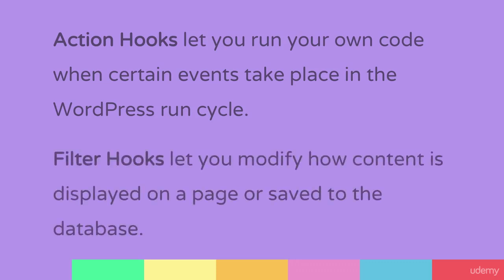Now, there are also filter hooks. And filter hooks let you modify how content is displayed on a page or how it's saved to the database. So in a filter hook, rather than just executing your own code, you're going to be saying, give me this piece of WordPress data, let me modify it. So as you're saving the post, I want to modify this aspect of it, or more likely, I want to modify how the title looks when it's displayed, or I want to modify how the excerpt looks when it's displayed.